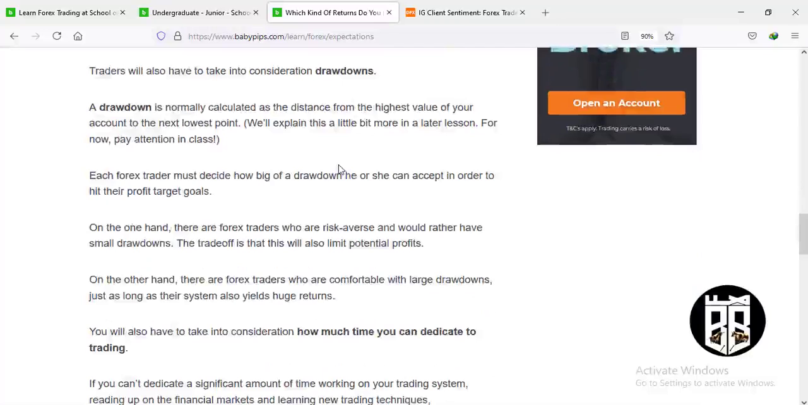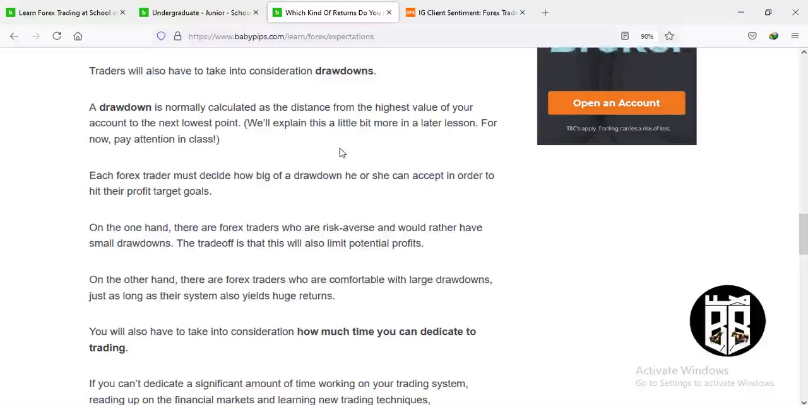Remember, there are also drawdowns. What are drawdowns? A drawdown is normally calculated as the distance from the highest value of your account to the next lowest point. We'll talk about that later on. Each forex trader must decide how big of a drawdown he or she can accept in order to hit their profit targets and goals.